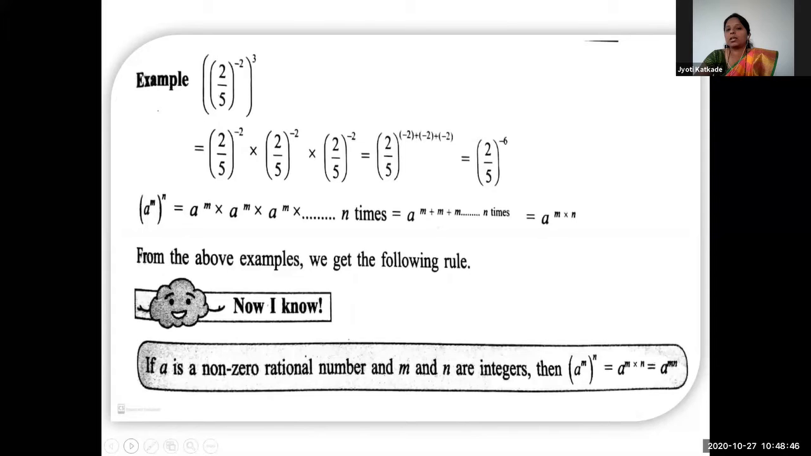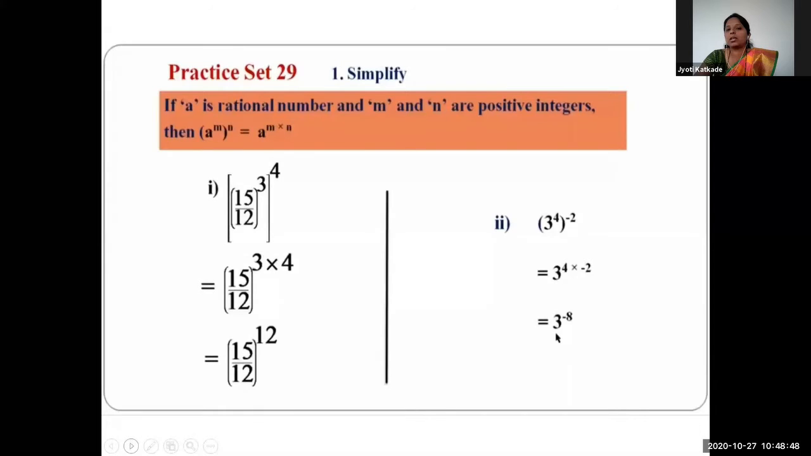Now see next, practice set 29, which depends upon this rule. Okay, our rule is, if a is a rational number and m and n are positive integers, then a raised to m, bracket raised to n, is equal to a raised to m into n. Okay.